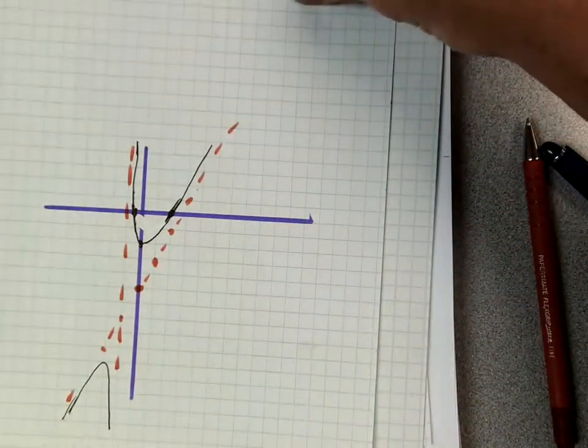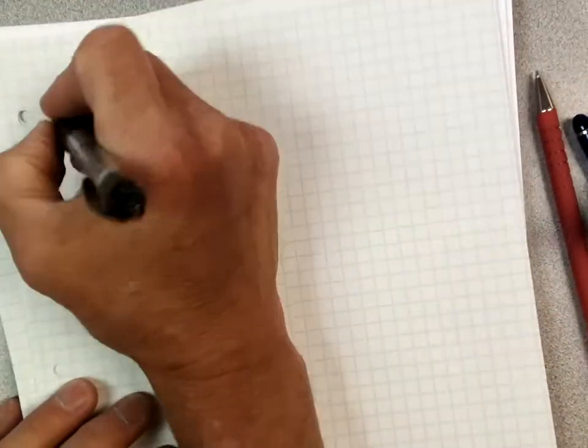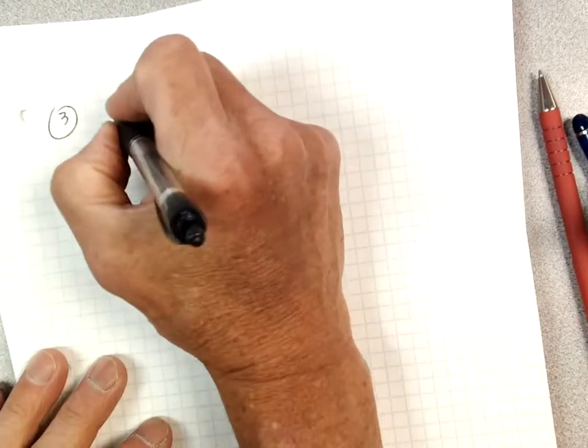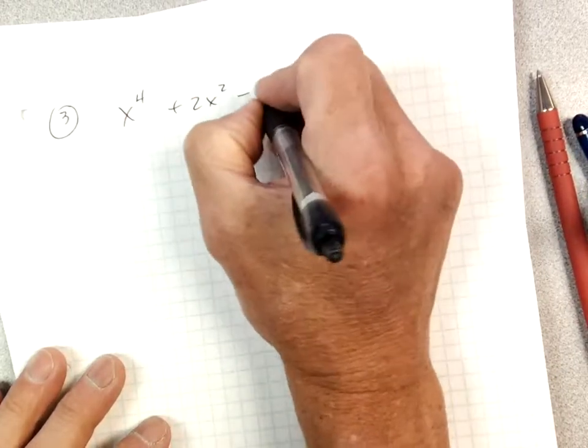Okay, ready for number 3? All right, let's do number 3. Moving on. So, number 3. I have x to the 4th plus 2x squared minus 8 is less than 0.